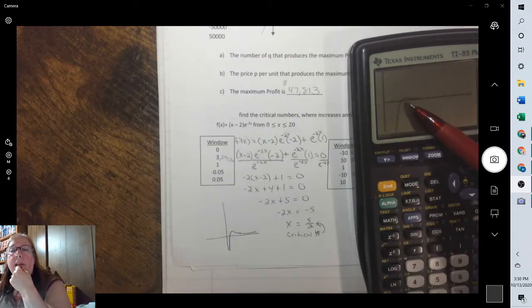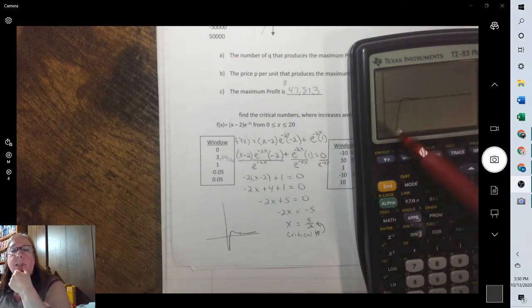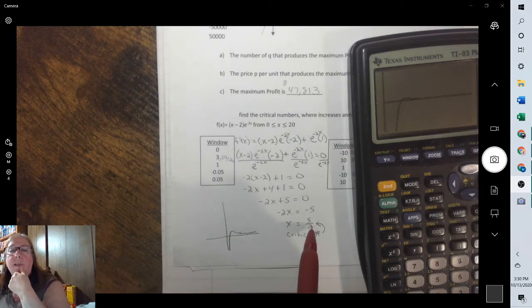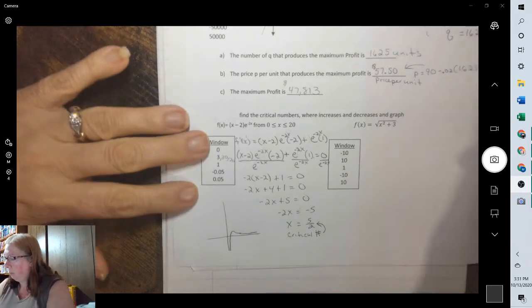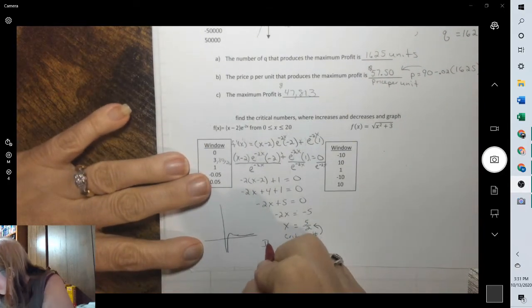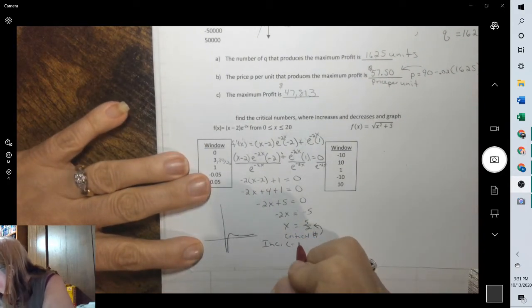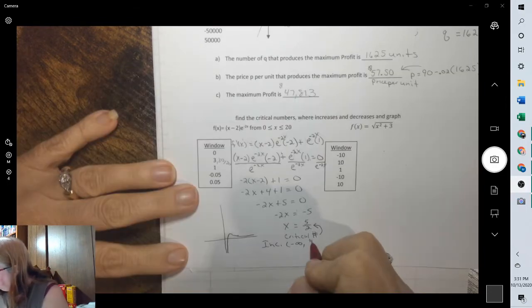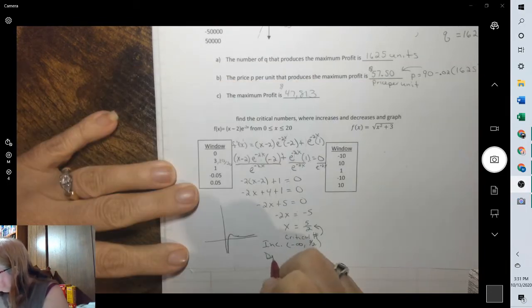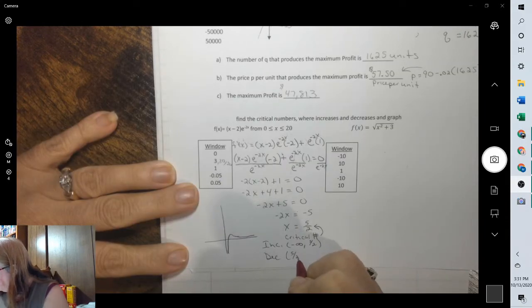And we know that where it changes, it's increasing and decreasing is at 5/2 because that's our critical number. So it starts out increasing from -infinity until 5/2. And then it decreases from 5/2 to infinity.